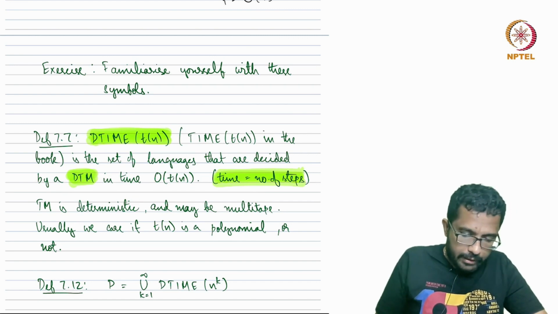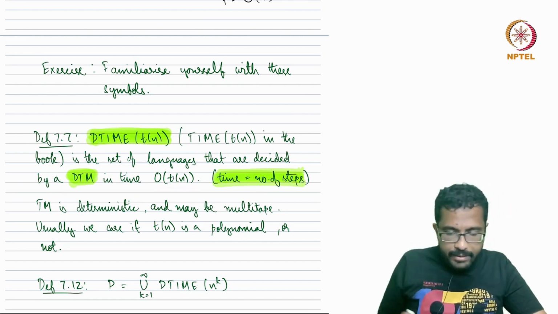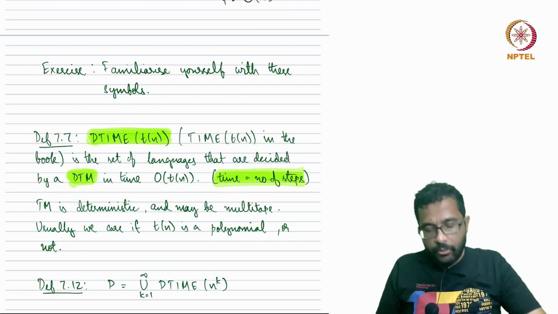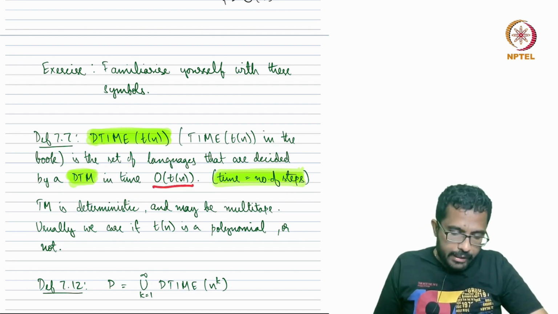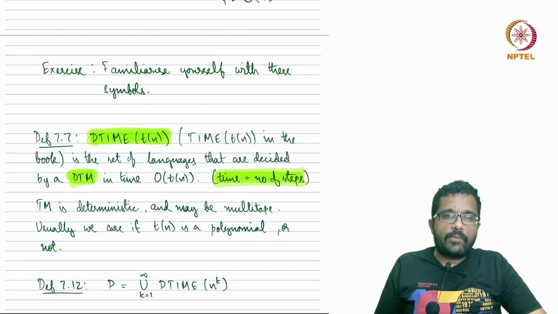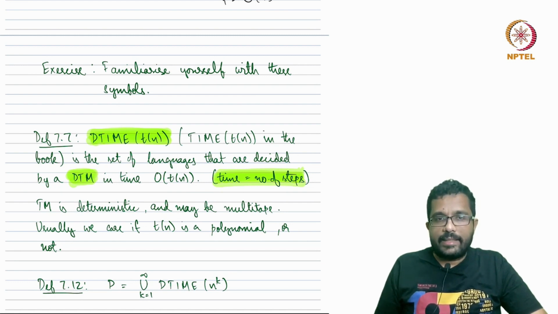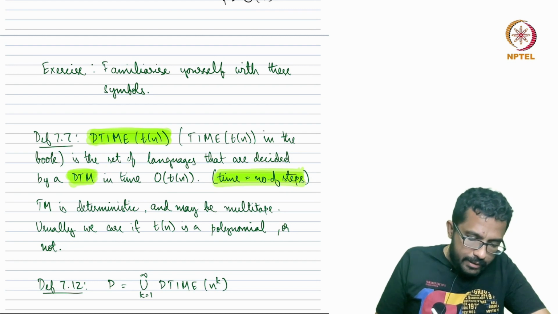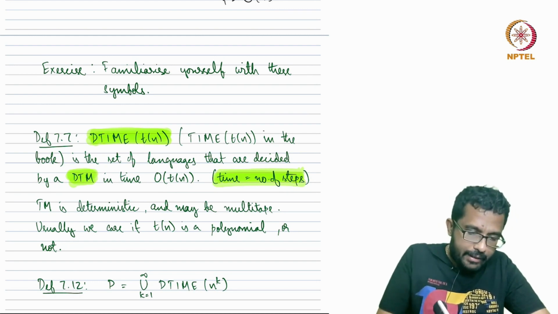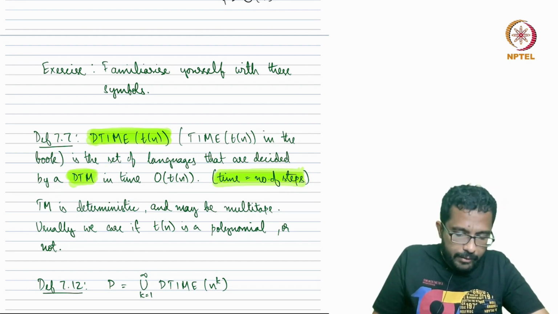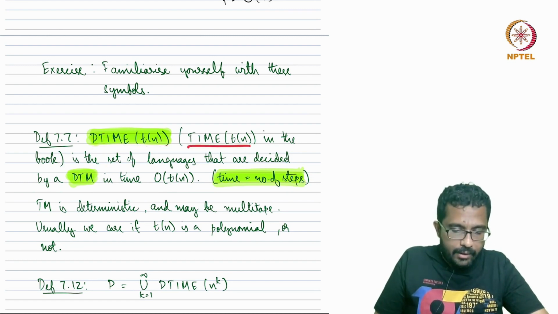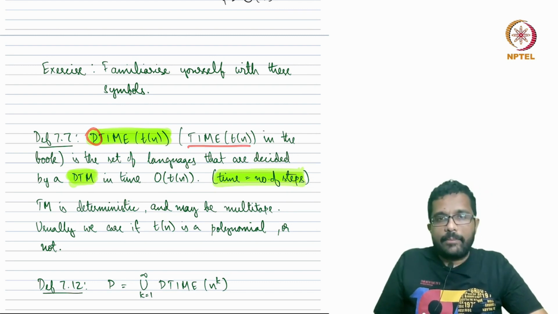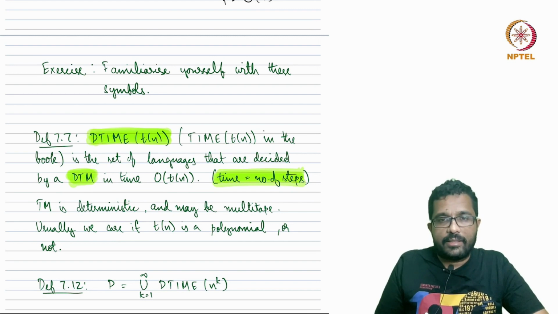So time big O of T(n). Sometimes I'll end up saying order T(n) when I mean big O, okay? So O(T(n)), in that much time, what is the class of languages that we can decide? And it's important that it is a deterministic Turing machine. That's why I slightly deviated from the terminology used in the book. I am saying D-time instead of just time, so that the D here stresses that we are dealing only with deterministic Turing machines, right?